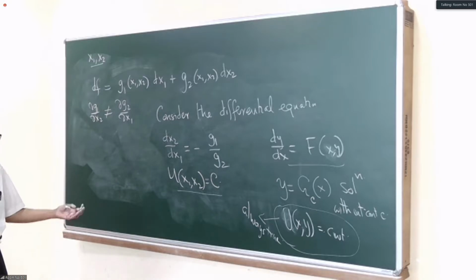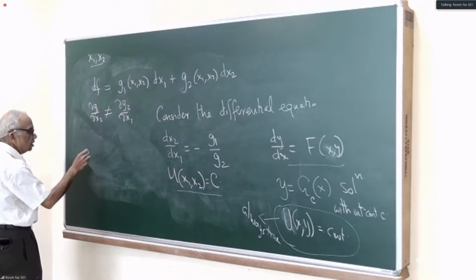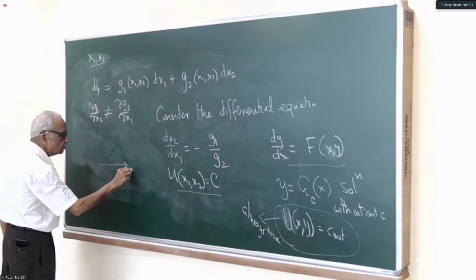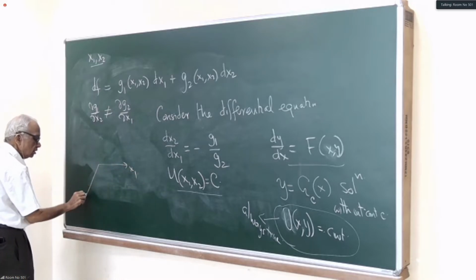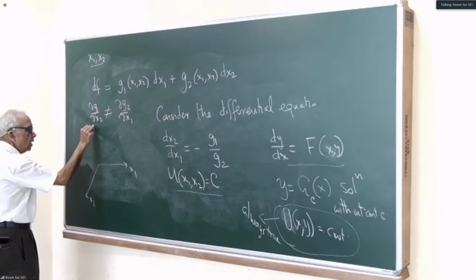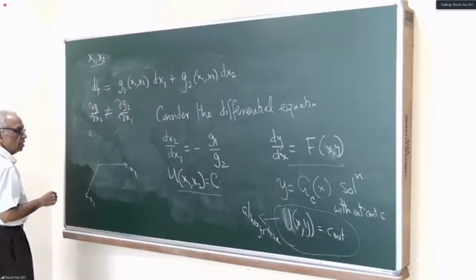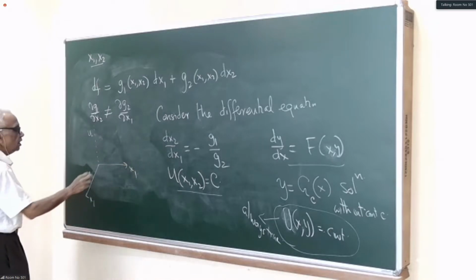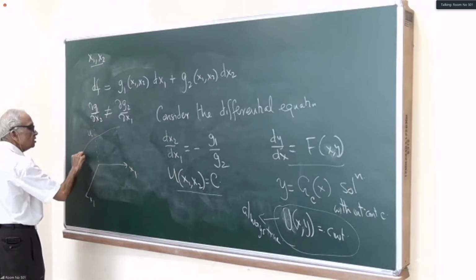Fine. So what do they stand for? So you have this x1 here, x2 here, and this is, let's say, the u-axis. u(x1, x2) equal to constant is a surface.